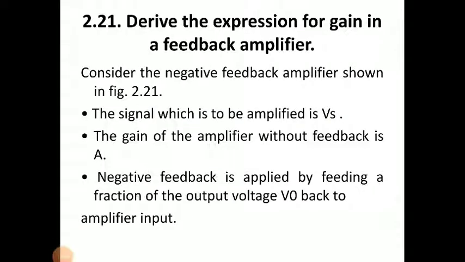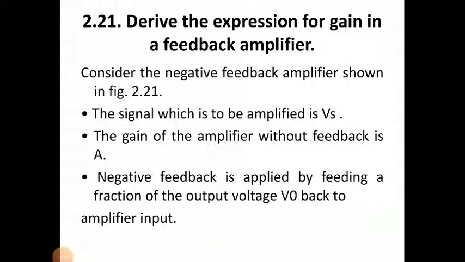Now we have to derive the expression for gain in a feedback amplifier, because we know the gain of an amplifier without feedback is A. In the basic block diagram we have seen the signal source, the mixing network, followed by the basic amplifier, followed by the sampling network output, which is connected to the feedback network, which is connected to the mixer network.